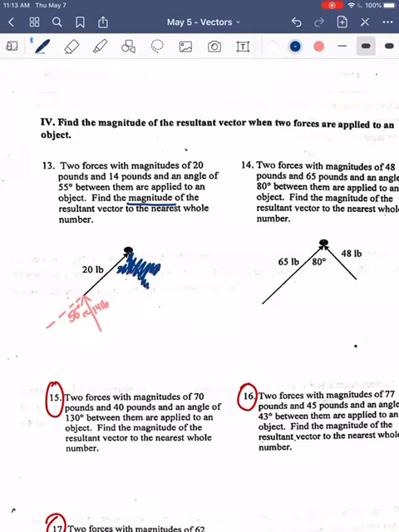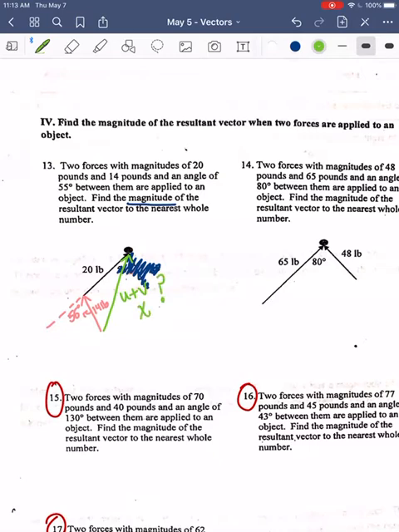I'm now looking at it tip to tail. So I can draw my resultant, which goes from here to here. Okay? So this is my u plus v, or my resultant, and that's what I'm looking for. I'm going to leave it u plus v because that's what it's called, but I'm also going to call it x.